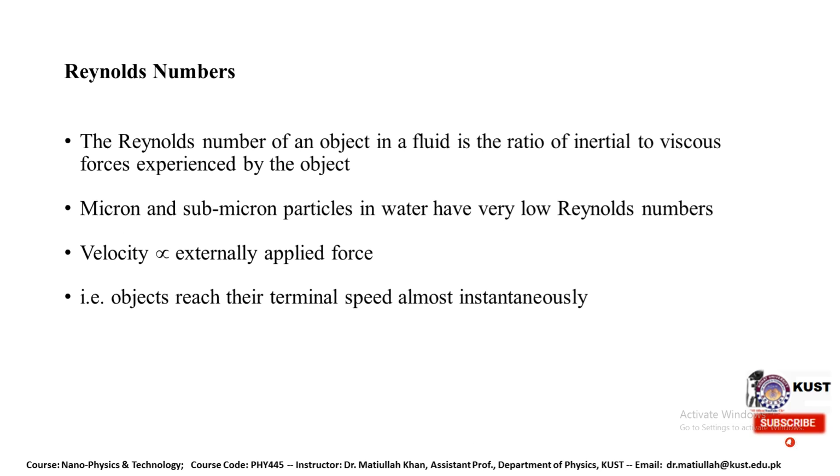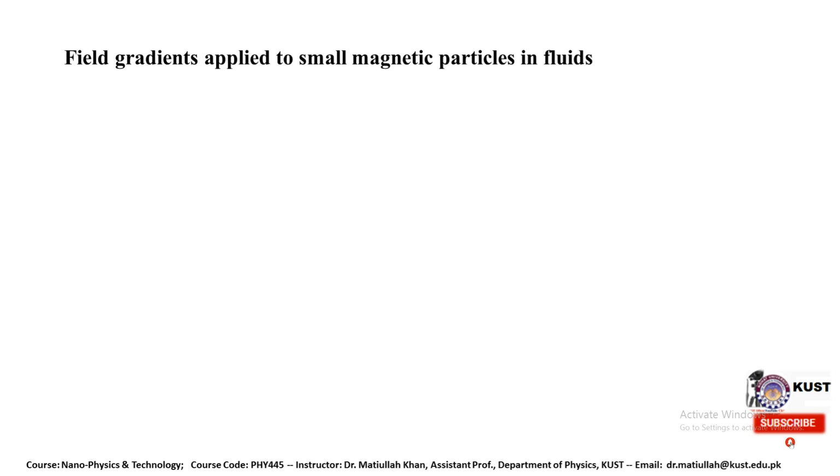We have a particular number for that, called the Reynolds number. The Reynolds number of an object in a fluid is the ratio of inertial to viscous forces experienced by the object. A micron to submicron particle in water has a very low Reynolds number, so its velocity is proportional to the external applied force, and objects reach their terminal speed almost instantaneously.